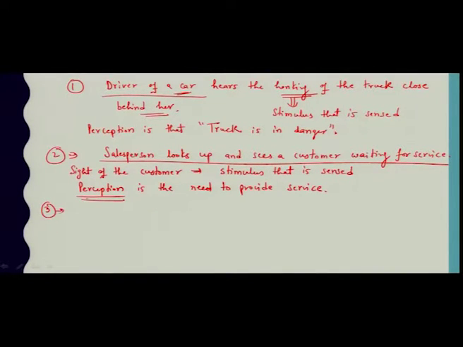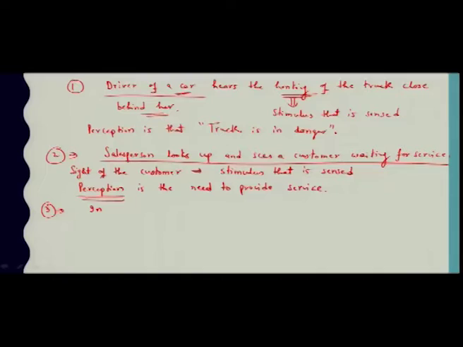The third kind of example we can take is in a factory, where the operator of a production machine suddenly sees the blinking yellow light switched on, which indicates that the supply of raw material is almost exhausted. So in that case, that yellow light is the stimulus that is sensed, and the perception is the need to resupply some more raw material to the machine.